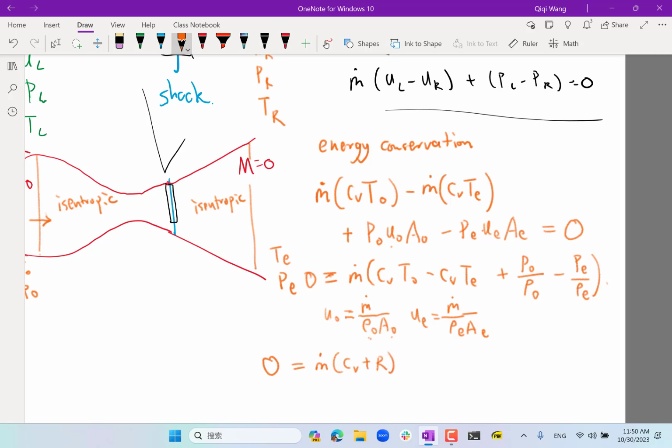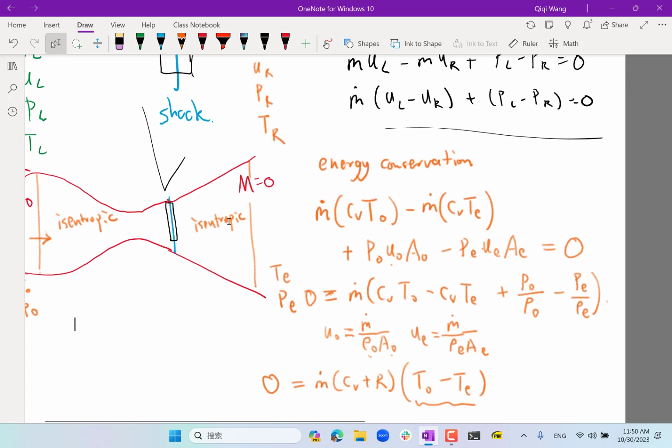So basically Cv plus R times T0 minus TE is equal to 0. So that means T0 is equal to TE, right? This is probably one of the most simple relationships you can obtain through a shock wave. That is, if you isentropically accelerate or decelerate both sides of the shock wave to Mach 0, the temperature would actually be equal. Or in other words, the stagnation temperature on both sides of the shock wave does not change. So everything else is actually pretty complicated, a function of the Mach number. The only thing not complicated is the stagnation temperature, right? Across the shock wave, the stagnation temperature does not change, right?